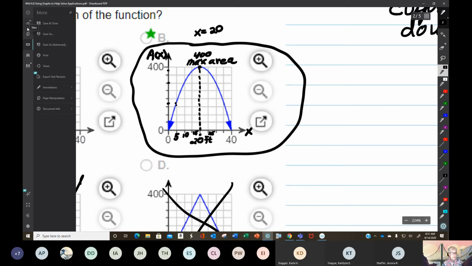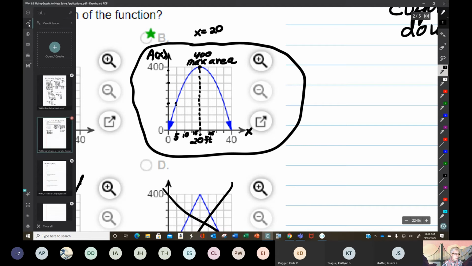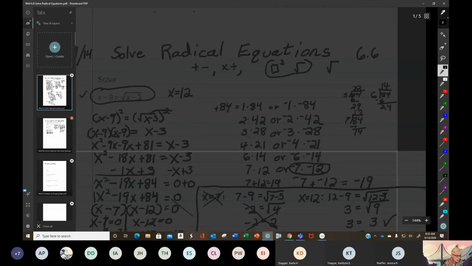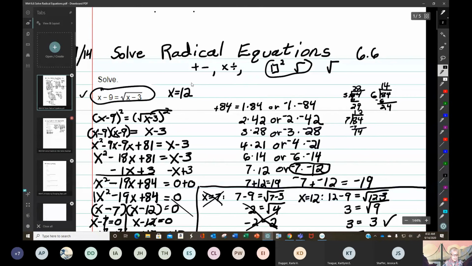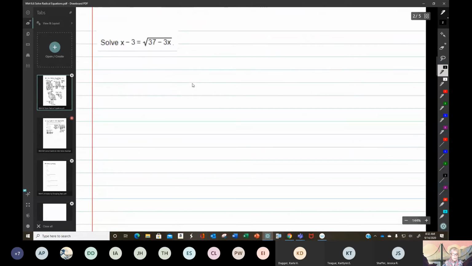I would be glad to talk to you about it. However, we do have time, so I'm going to go back to this and do this problem right here. Okay, so here we are back at solving radical equations.